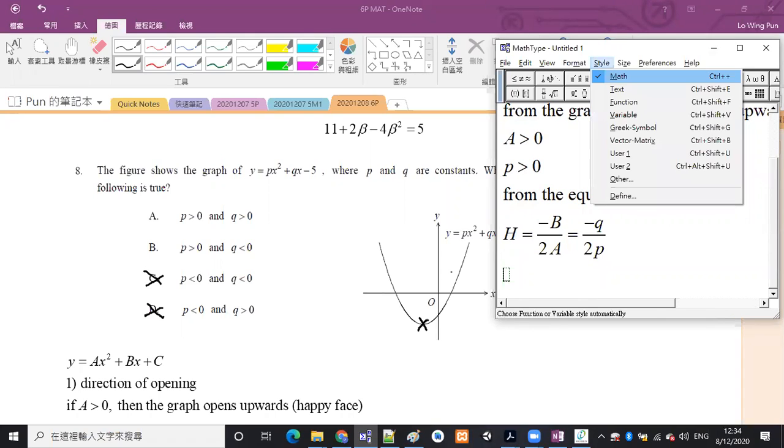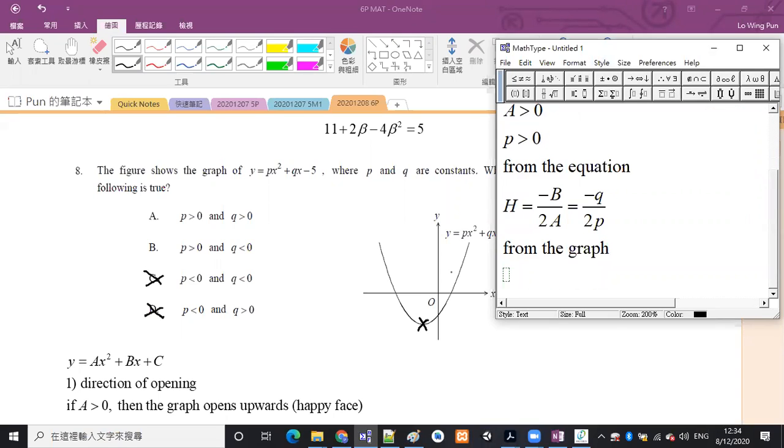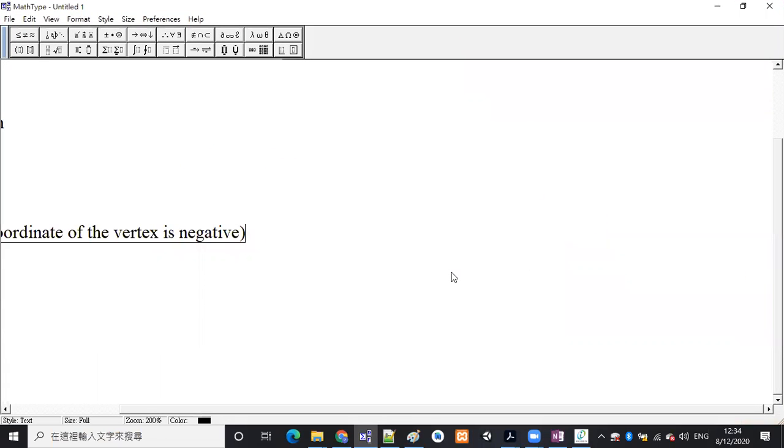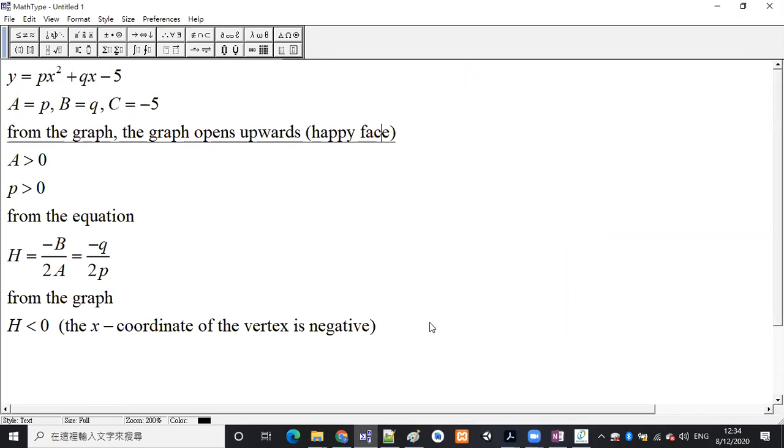Which means that from the graph, h should be less than 0. That is the vertex. 嗱，即係話呢個 x 坐標，vertex 嘅 x 坐標，我呢個係講緊呢個，我打埋喺度。The x coordinate of the vertex is negative. Can you get this line? From the graph, we can see that the x coordinate of the vertex should be negative.